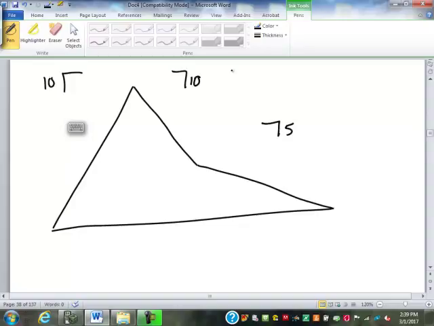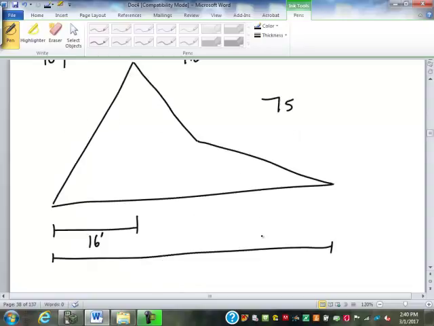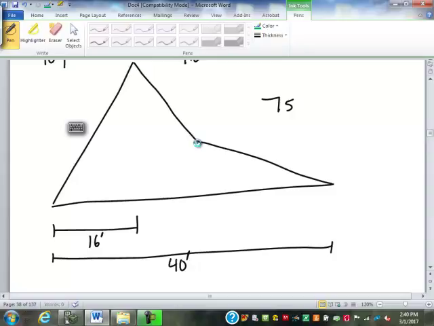So here we've got a truss. We've got a 10-12 slope up on the main part of the roof, and then the porch that protrudes off the side of it is a 5-12 slope. So let's say that this is, let's go 16 feet here. Oh, let's go 40 foot total. What I want to know is how far it is from here out to the end of this truss. So I'll call that X.